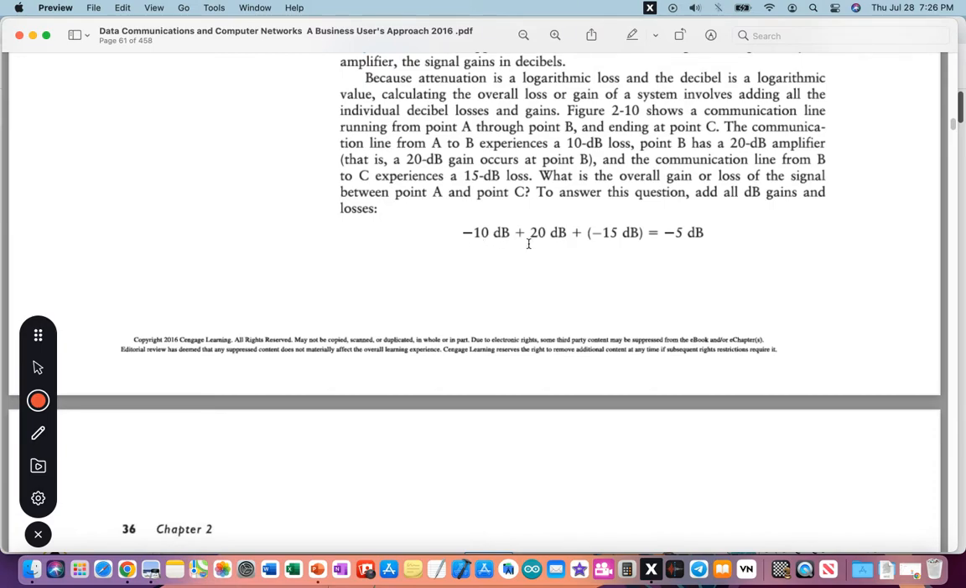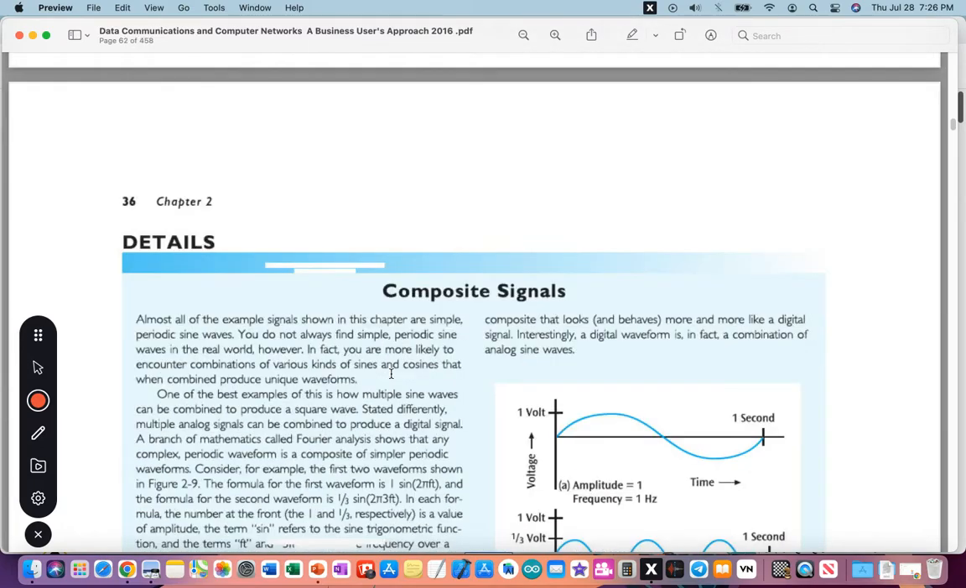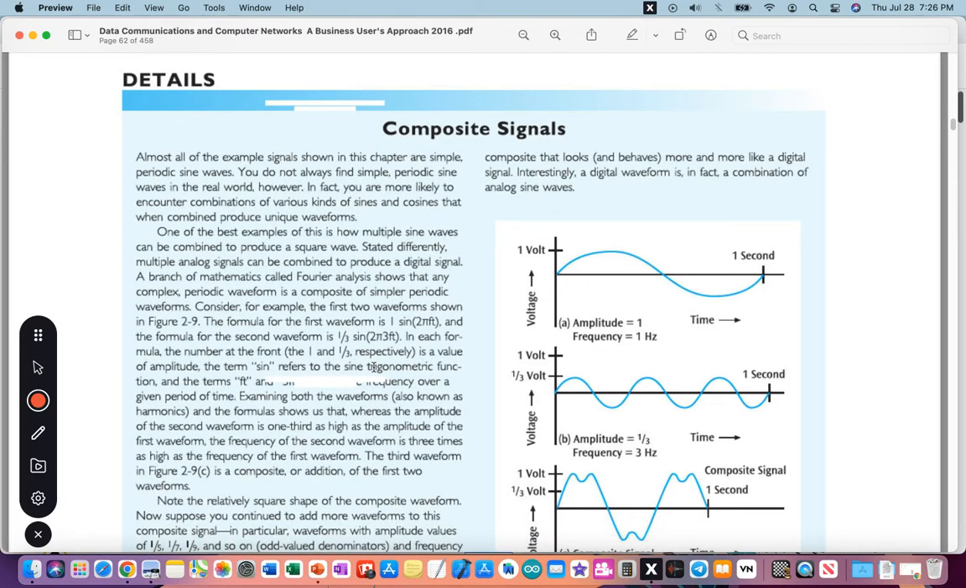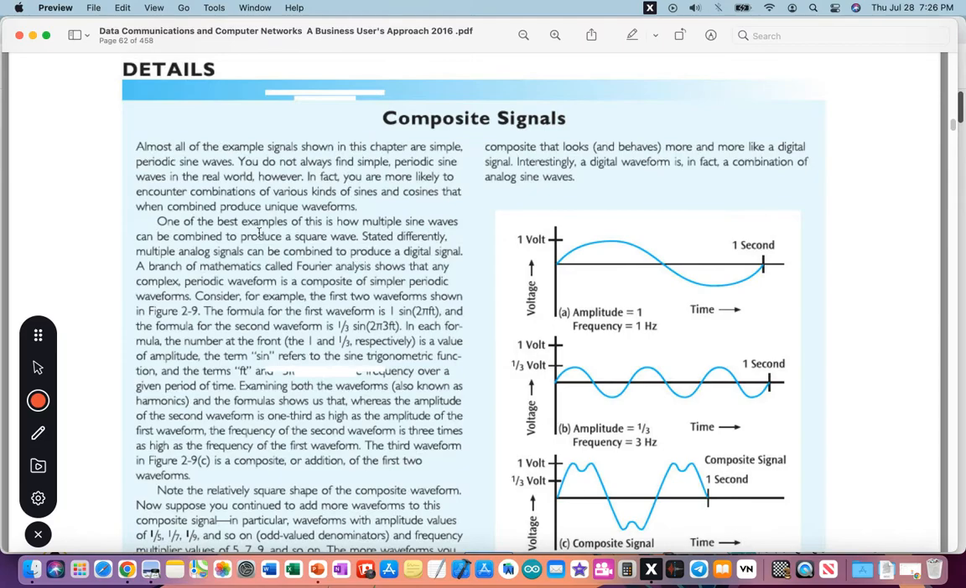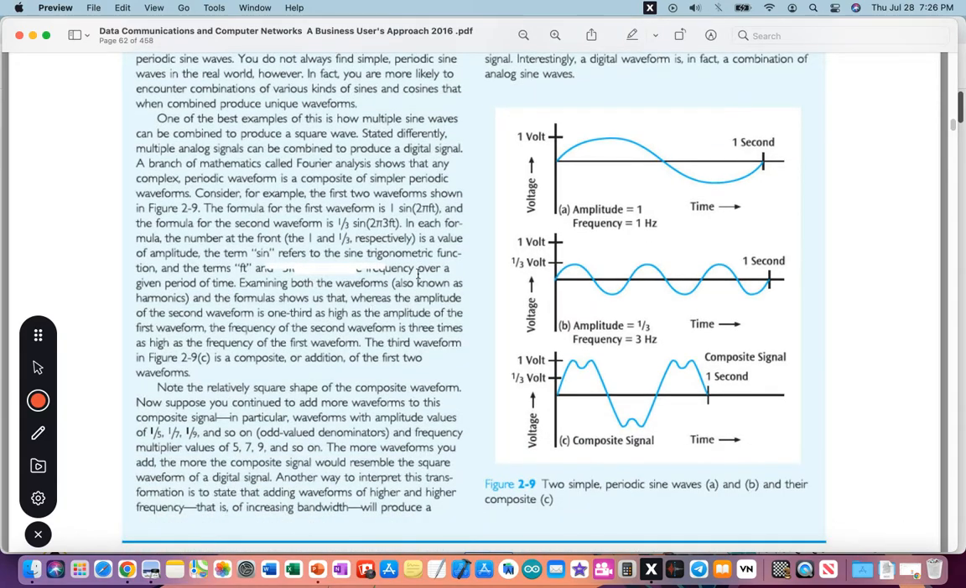10 minus 15 is minus 5 decibel. Composite signals. So this signal with this signal can be composite, and we have these composite signals.